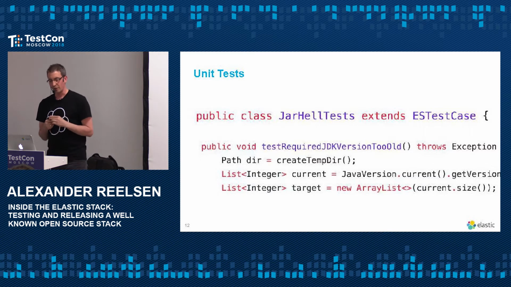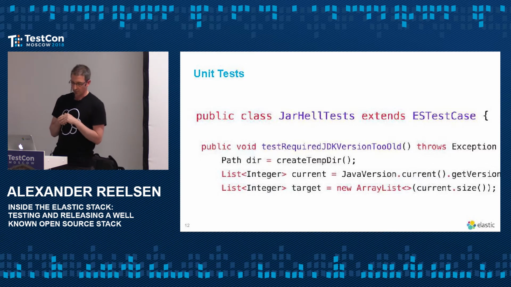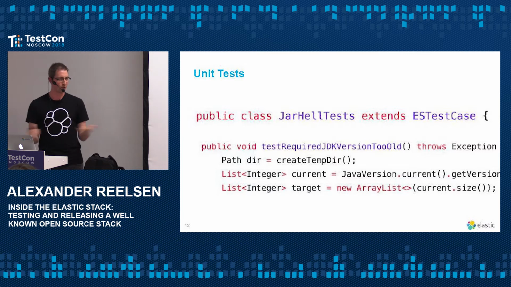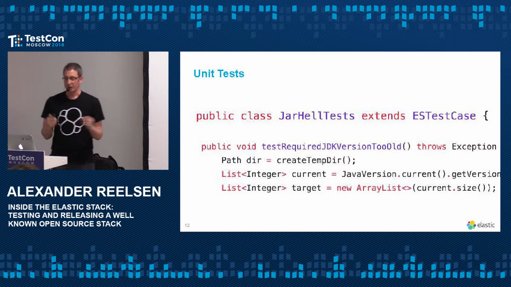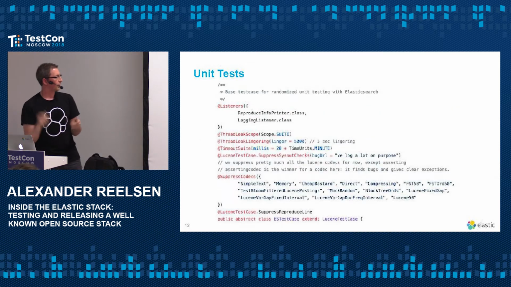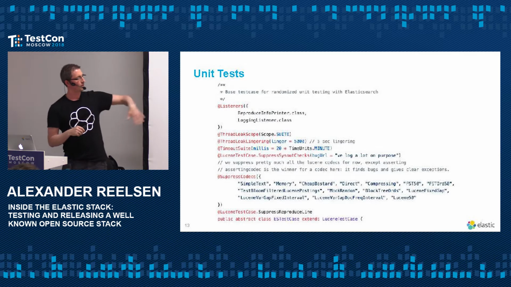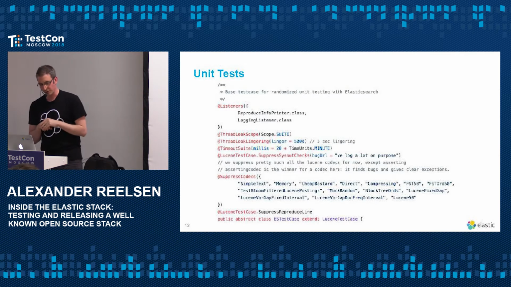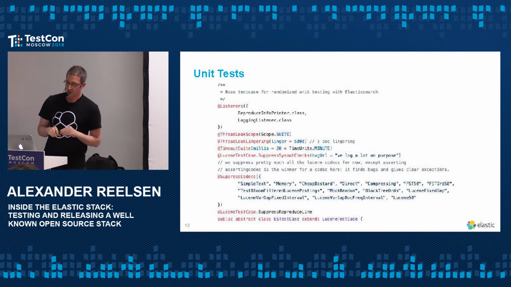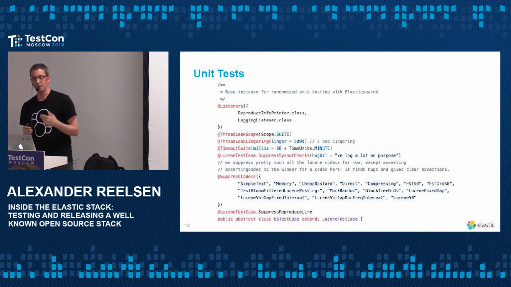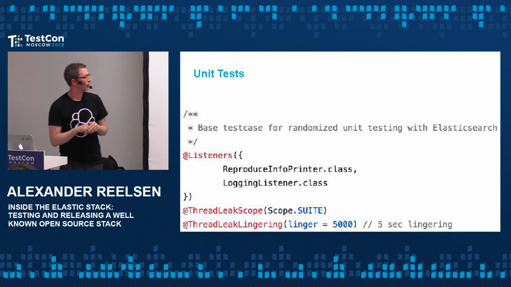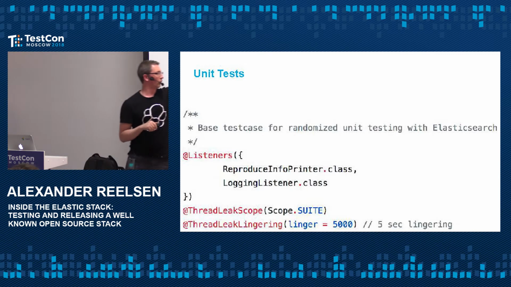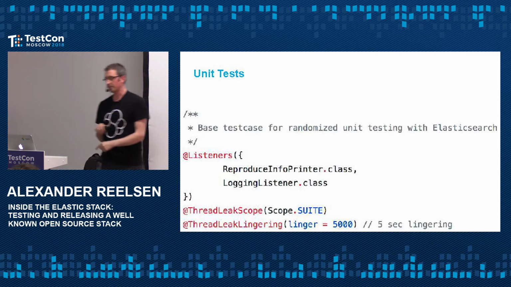So we basically have unit tests up and running. As you can see here, it looks like regular Java, that's no surprise. The interesting part might be that we're extending from ES test case. And if you go further up the chain and take a look at ES test case, you can see that's quite an annotation party. We don't need to get to that. The interesting part is it's basically based on a Lucene test case. Why do we do this? If you take a look at the top, we have this nice little thing called a reproduce info printer here.